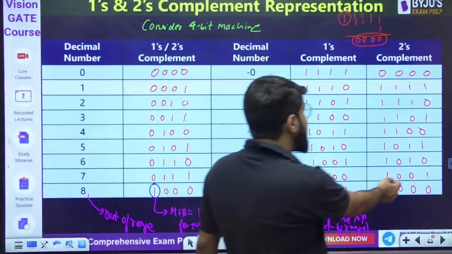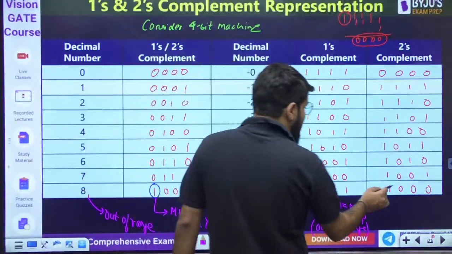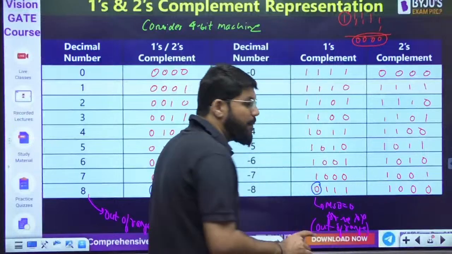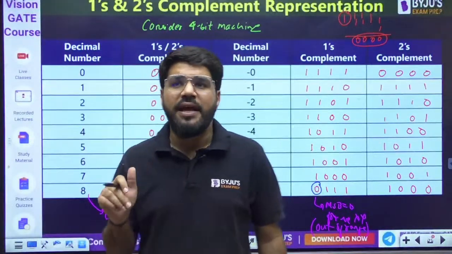But in 2's complement, there is no change in the convention. In the 2's complement, minus 8 starts with 1. MSB is 1. No problem. Very good. Now you see the big advantage here.